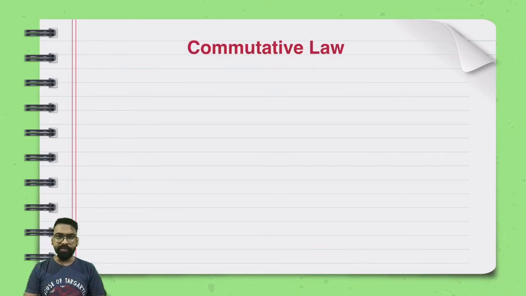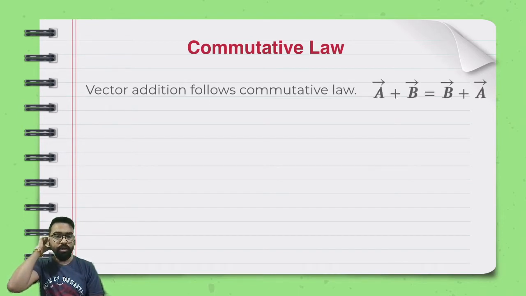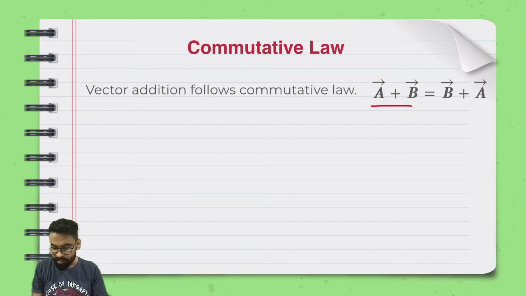What do you mean by this? You just want to say that vectors can be added irrespective of which is first and which is second and the result remains the same. So we say that vector addition actually follows this commutative law which says a plus b vector equals b plus a vector. All you said is that both these things are same. Let's try to prove it.